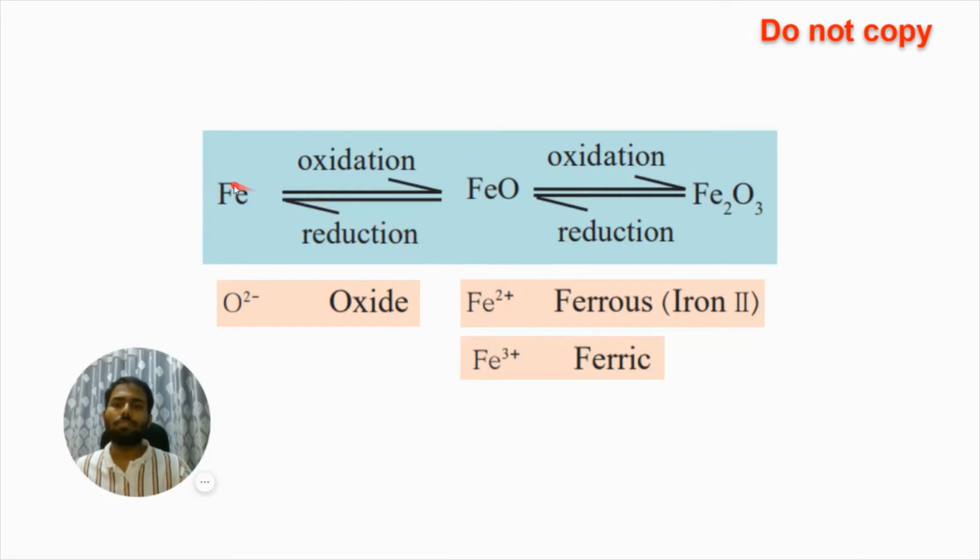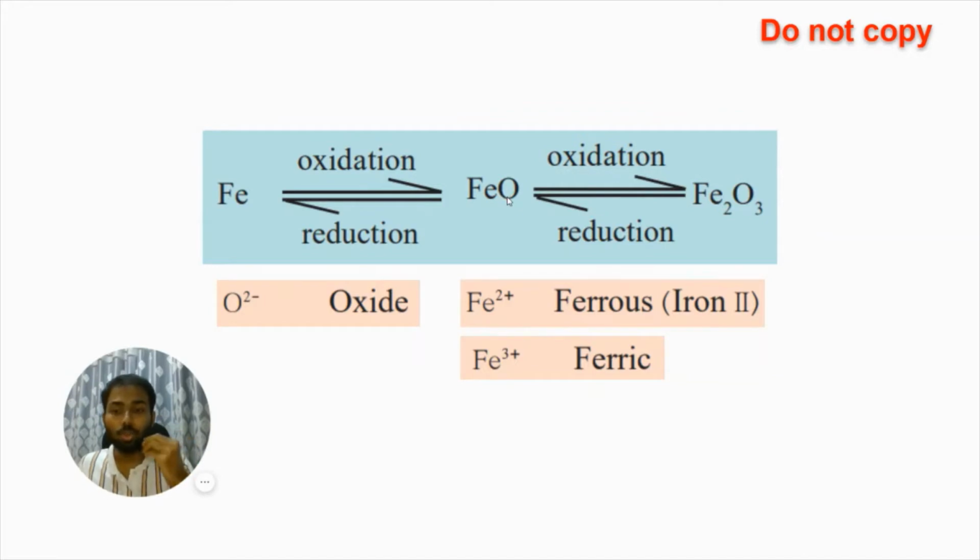Okay, so when Fe goes from 0 charge to 2 plus charge, it means it is being oxidized. Why? Because the second definition of oxidation says whenever you lose electrons, it means oxidation has occurred. So how is Fe becoming positive from neutral? Whenever Fe loses 2 electrons, it will get a plus 2 charge, right?